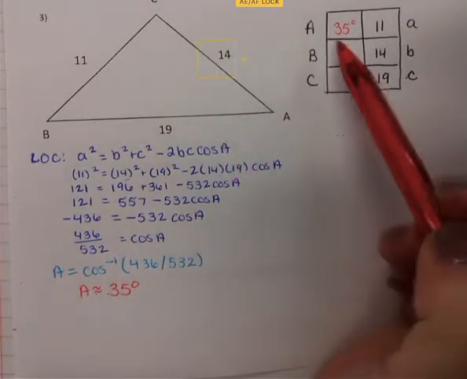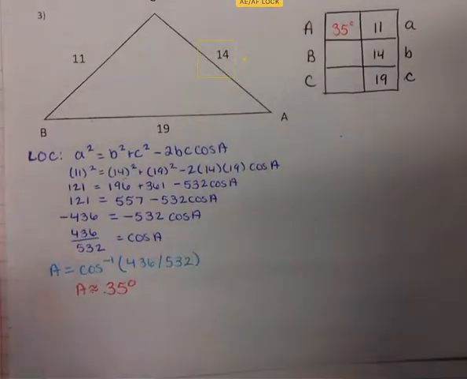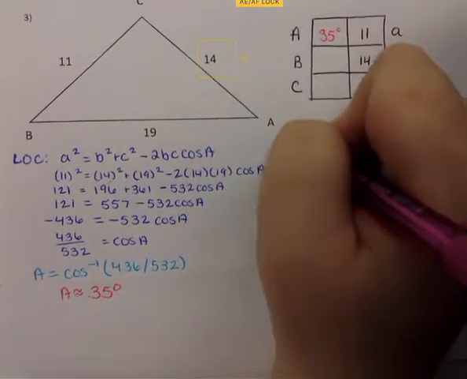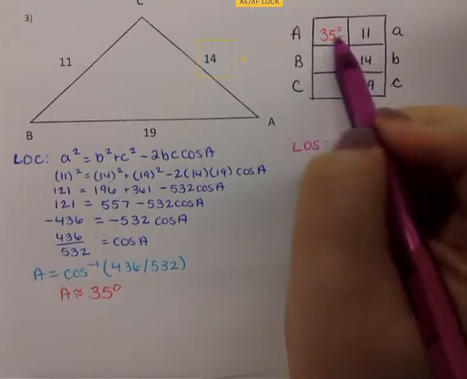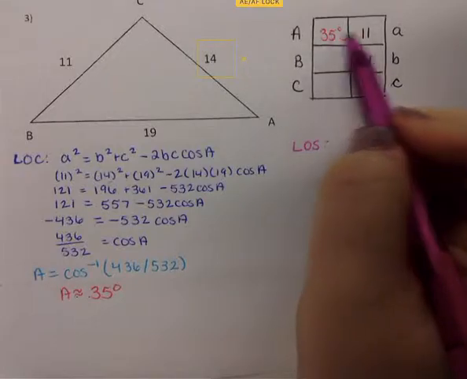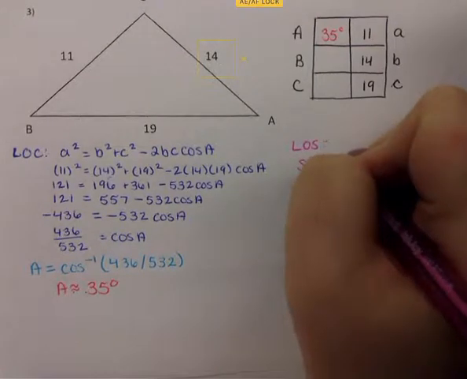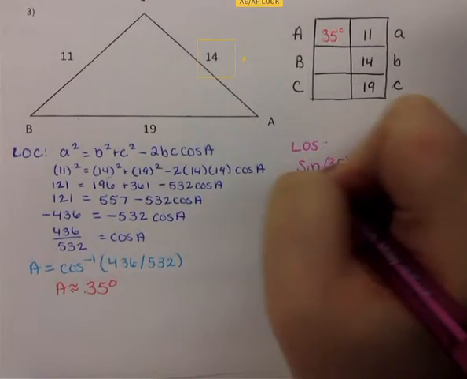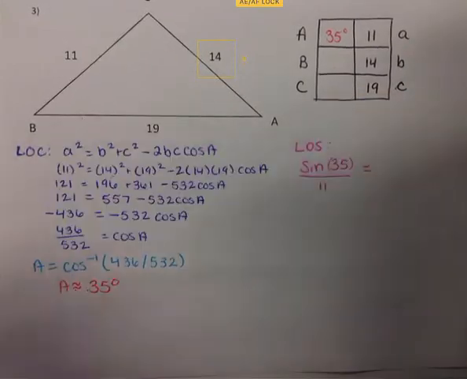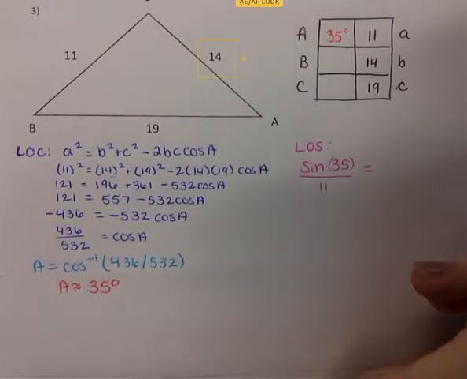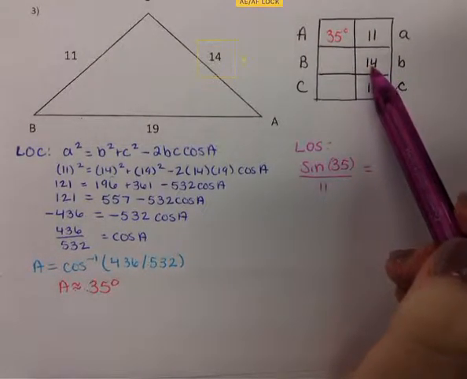Now that we have an angle and its opposite side, we can go into law of sines. So if we go into law of sines, we will need to use sine of A over little a, because this is the information we have. So we have sine of big A, which is 35 now, over little a, which is 11, is equal to. Now to figure out which one we want to use, on the last example in a previous video, we decided to use the bigger side, and we ended up getting an ambiguous case. So this time, let's use the smaller side and see what happens.